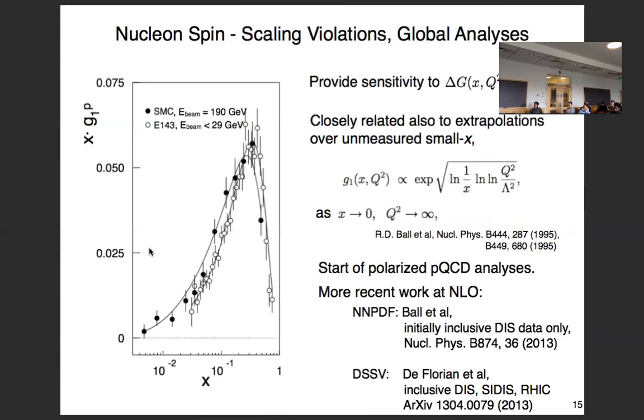Typically, if you compare these two groups, you could argue that NNPDF are probably a little bit more flexible in how they deal with functional forms and such. In the case of DSSV, they are typically more at the forefront of including new data sets, and in some sense they're more complete in their description of data. That's an important point, and we'll come back to it. Of course, in the follow-up works, NNPDF now does include the RHIC data. That matters too.